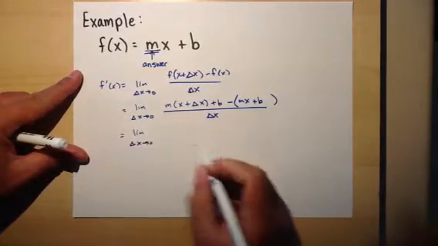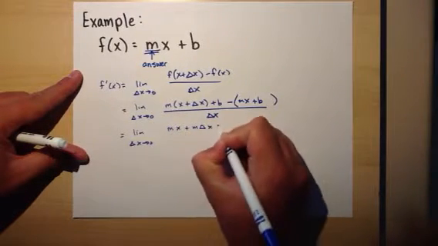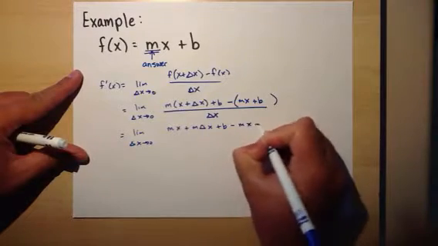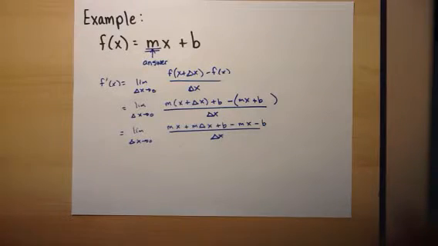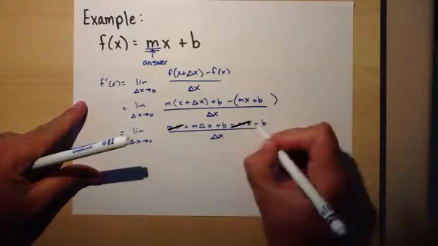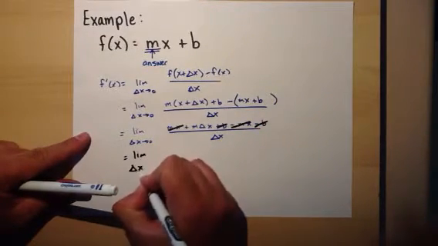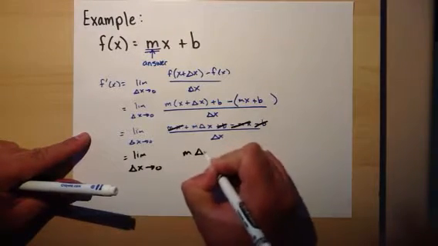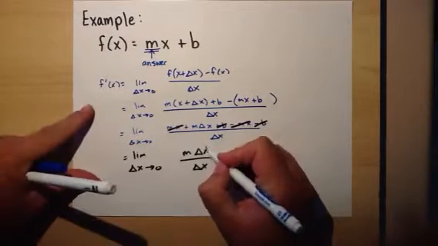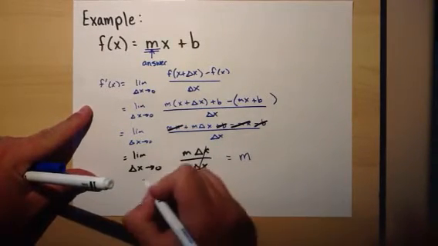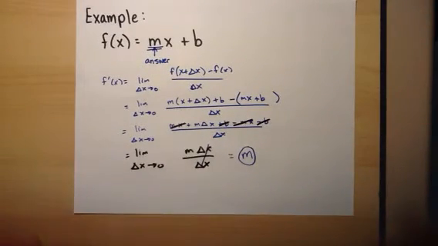So when we distribute that m, we get mx plus m delta x plus b minus the mx minus b all over delta x. So realize once again, everything other than your delta x term should go away. And in this case you can see, a lot of people would skip that step, and that's okay, but you're going to see that this equals m, okay? So remember that as you do the work. You should know the answer before you get started.